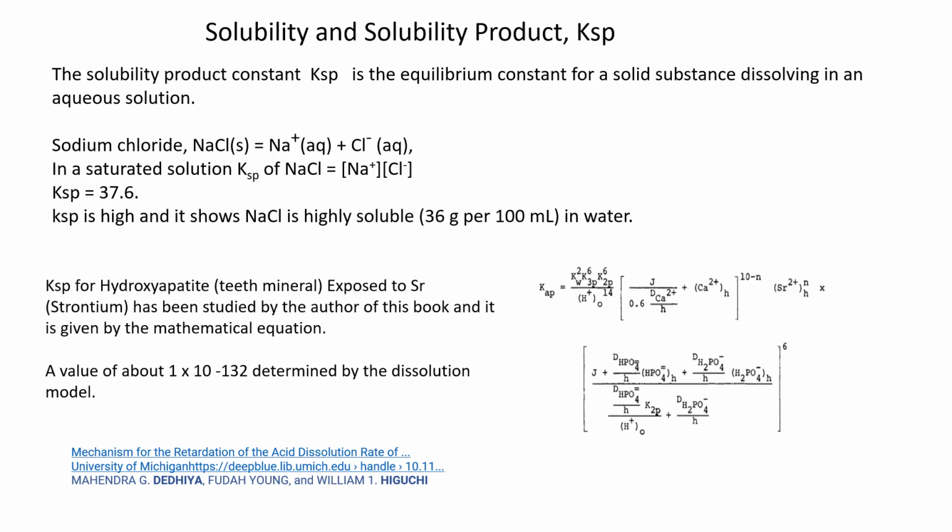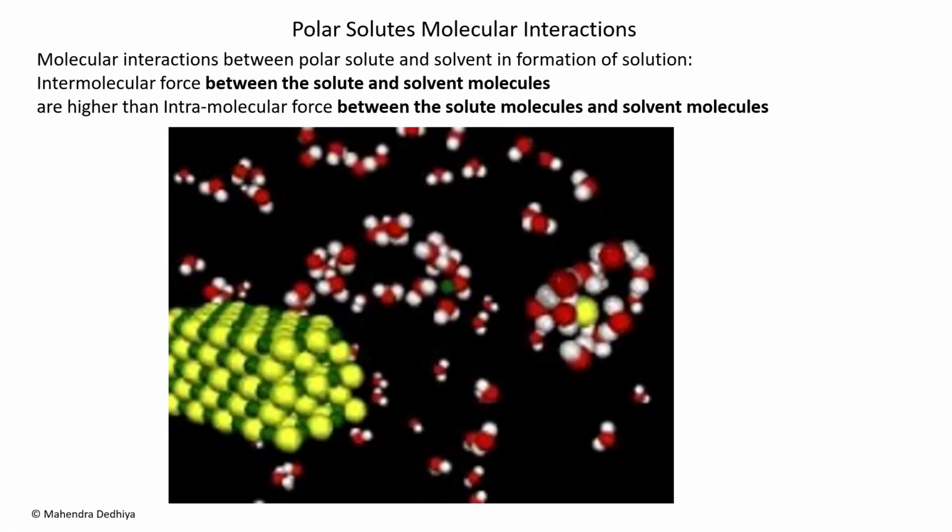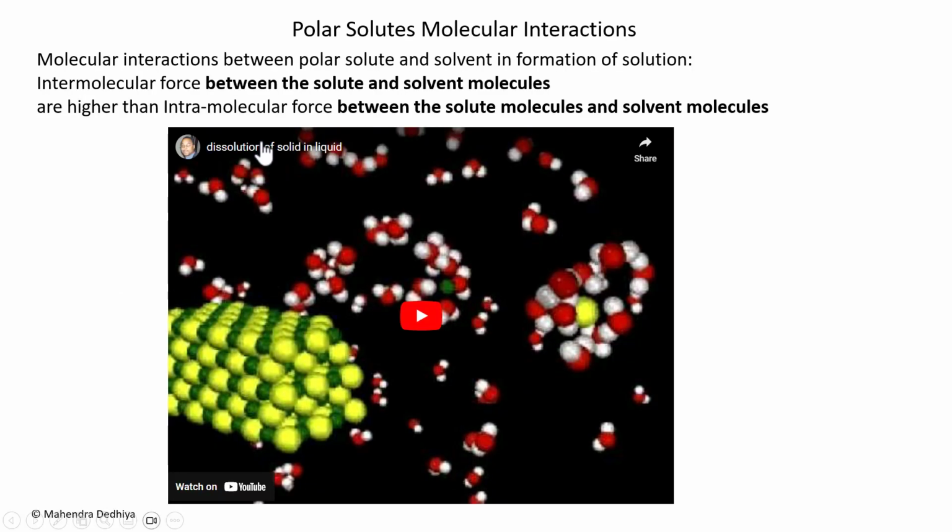In this particular textbook, we will look at video simulation to understand what solubility is, rather than go into a highly mathematical model. So polar solutes such as sodium chloride dissolve in water. What are the molecular interactions in that? The molecular interaction between polar solute and polar solvent forms a solution. We know that from sodium chloride, sugar, and many, many molecules. This involves intermolecular forces between solute, in this case sodium chloride, and solvent, in this case water.